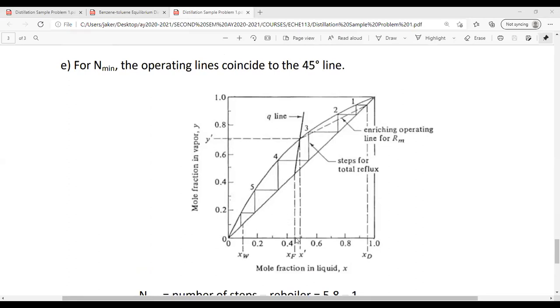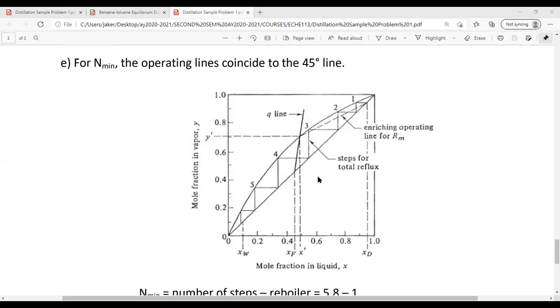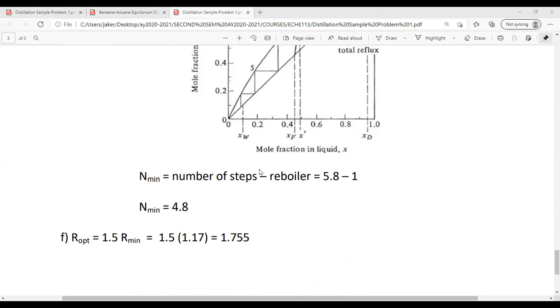Now, you could see also in here that the X prime and the Y prime represents the coordinates of your intersection point of the feed line on the equilibrium curve. So it's anyway in here on the diagram already. As for the optimum reflux ratio, that would be 50% more than the minimum. So that would be 1.17 times 1.5, and that should be 1.755.